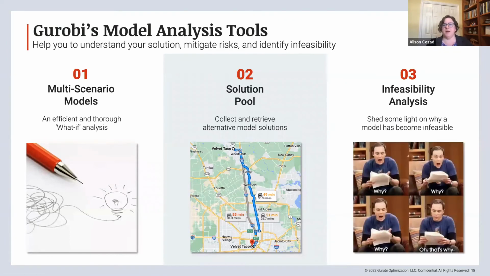All right, and every modeler's worst nightmare is just being faced with infeasibility. Worst nightmare is a bit hyperbolic, but it's super frustrating when you've done a lot of work on a model, or maybe there's a new data set and suddenly it's infeasible. And you don't have a lot of visibility into why that might be happening. And so infeasibility analysis can really help shed some light on why a model has become infeasible. So instead of asking why, you finally get to say, oh, okay, I guess that's why.